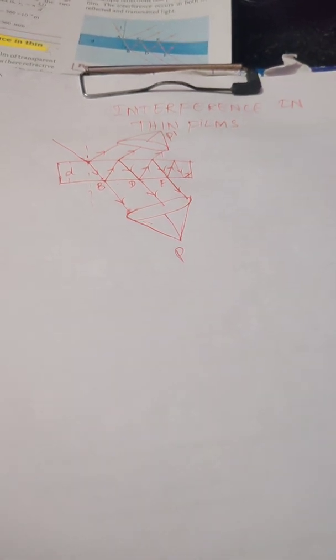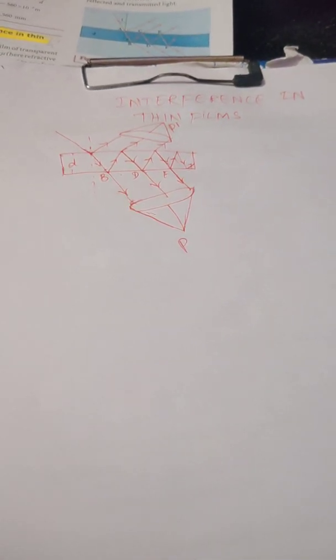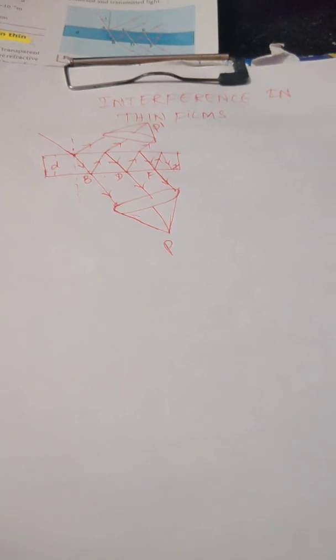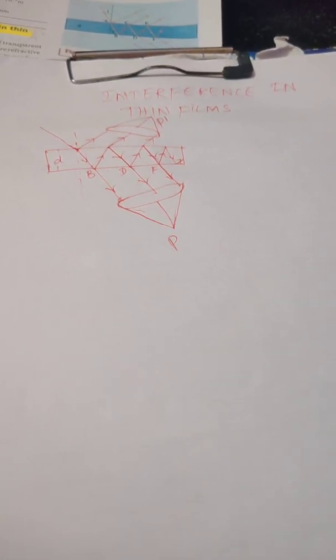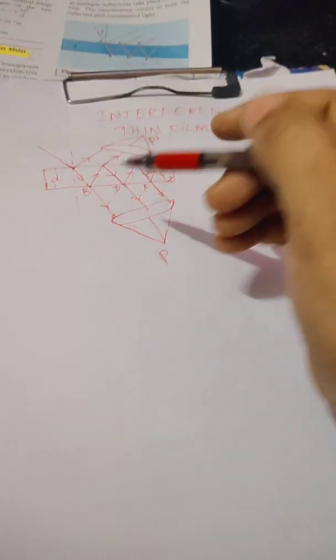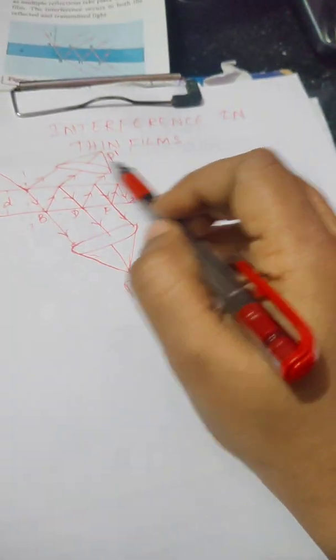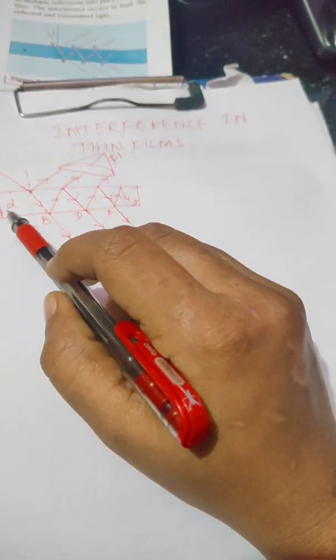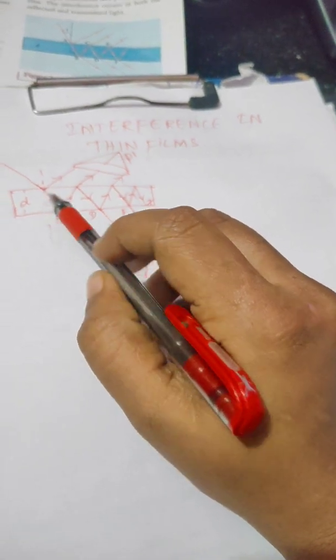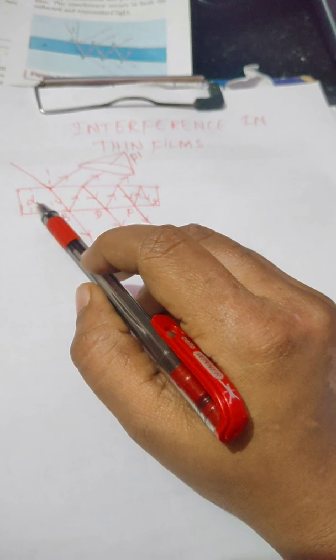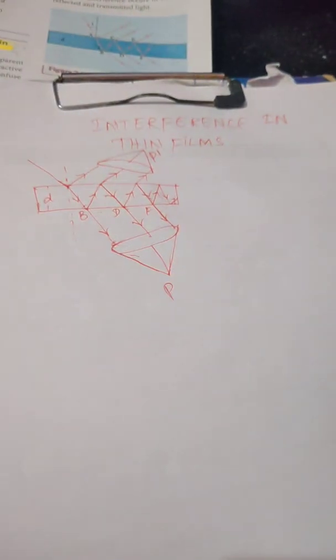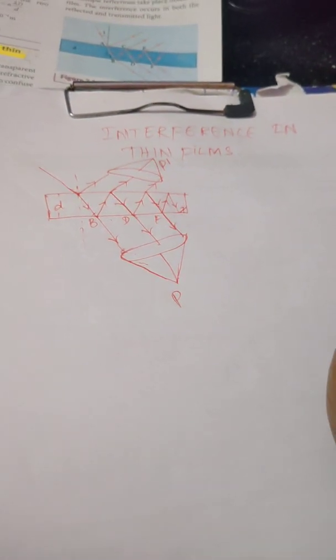Now we know what interference is: the intersecting or crossing of two rays. The same thing is happening here. So take one thin film. This is the thin film, and this is the distance d, which means the ray passing through this film will travel the distance d, which is nothing but the path difference. Here d stands for the path difference.